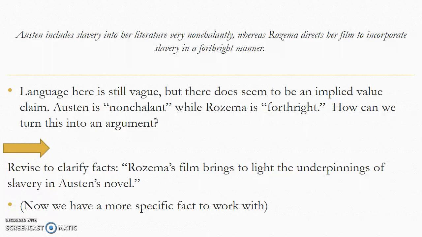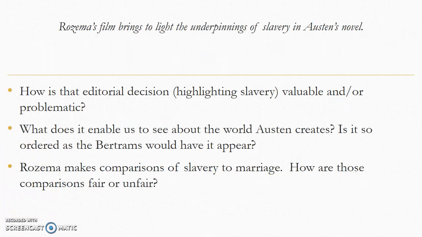We'd want to start by revising the sentence to clarify the facts. So, for instance, Rozema's film brings to light the underpinnings of slavery in Austen's novel. Now we have a more specific fact to work with, and a little bit less of the vague language, that being nonchalant and quote-unquote forthright. So now that we have that statement, we can ask ourselves these questions. How is that editorial decision highlighting slavery valuable or problematic? What does it enable us to see about the world Austen creates? Is it as ordered as the Bertrams would have it appear?